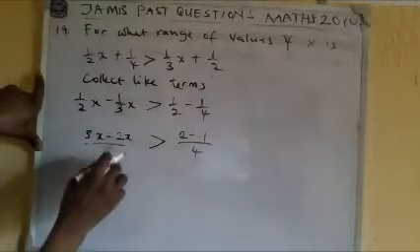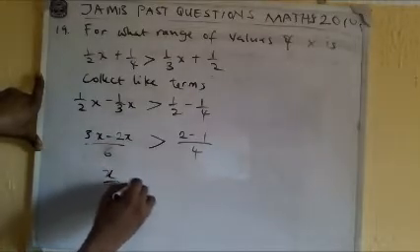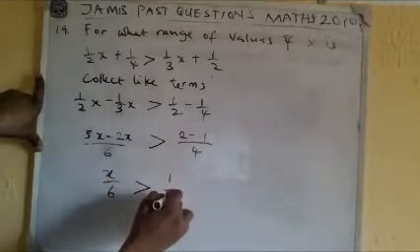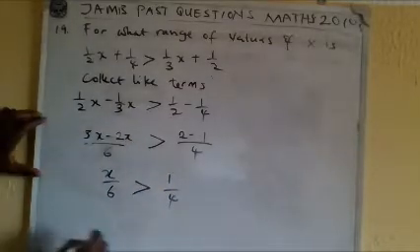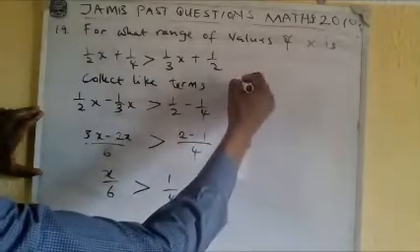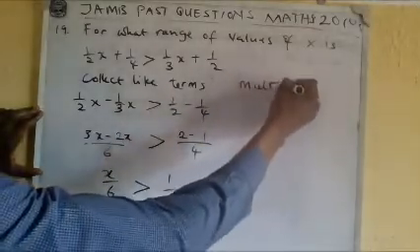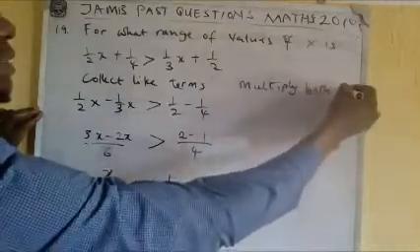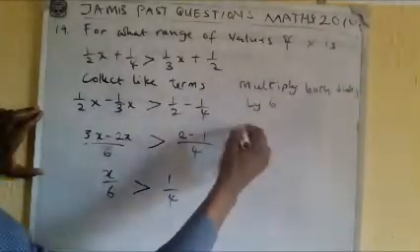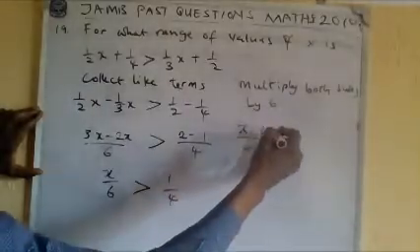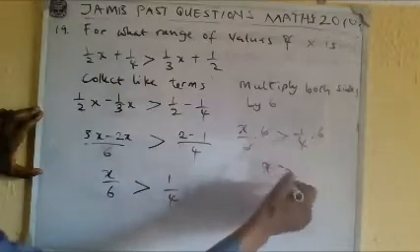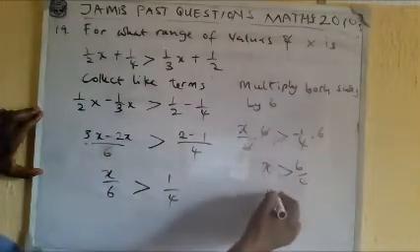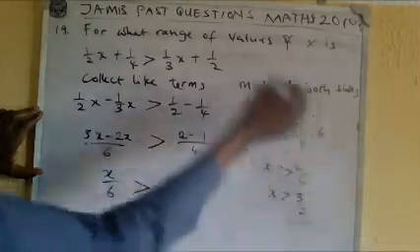So 3x minus 2x is x over 6, greater than 2 minus 1, which is 1 over 4. At this point, I can multiply both sides by 6. So this part times 6, and this other part times 6. So 6 cancels 6. x is greater than 6 over 4, which is x greater than 3 over 2 when you reduce to the lowest term.